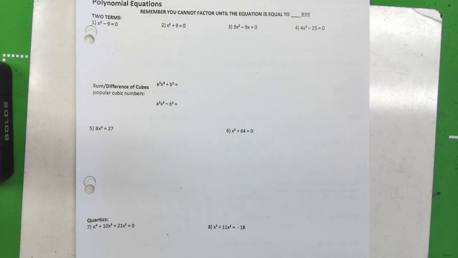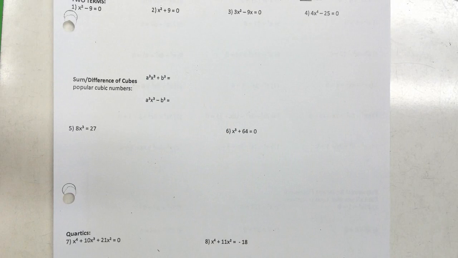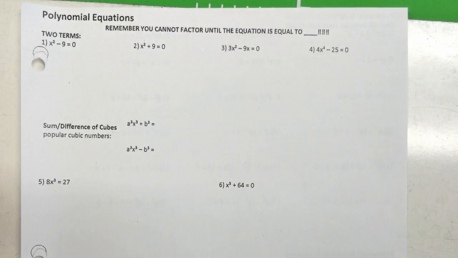Alright, today is all about factoring polynomials. So before we factor anything, that first line says, remember you cannot factor unless the equation is equal to what? Equal to what? That's correct. It has to be in standard form, equal to 0.